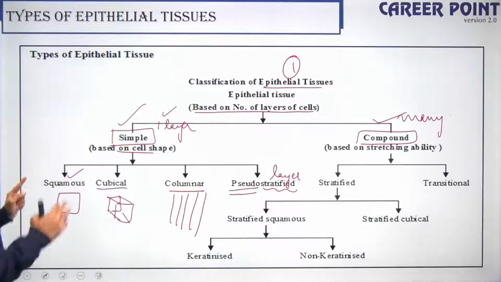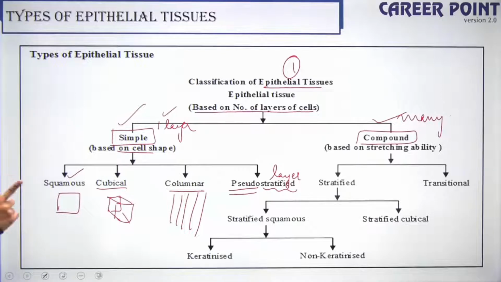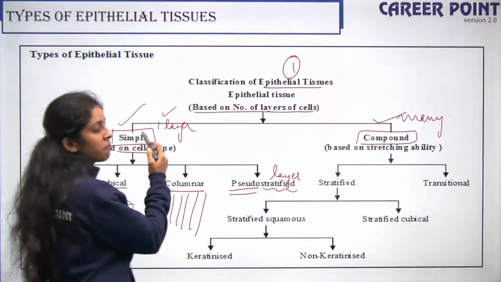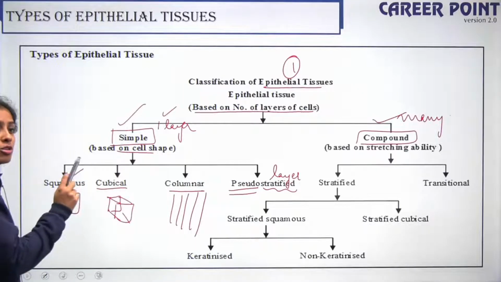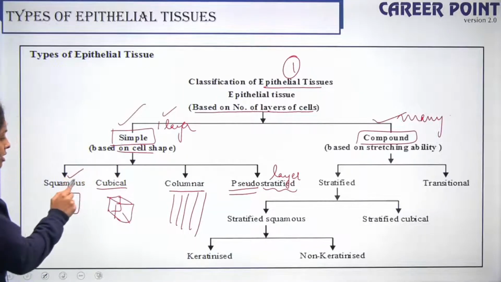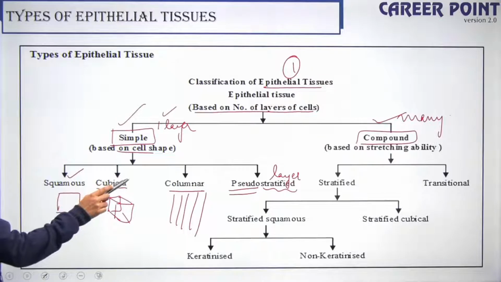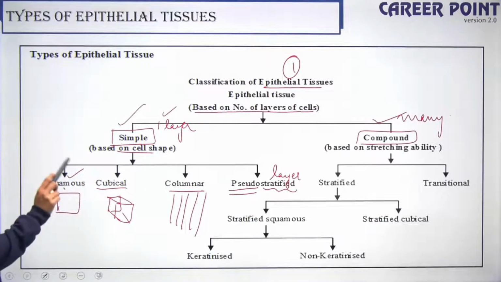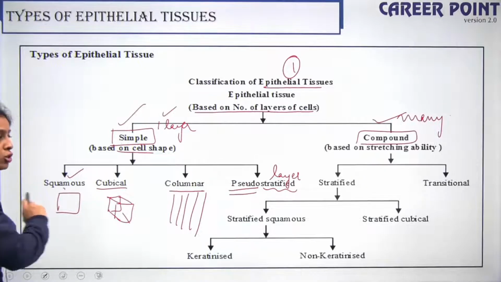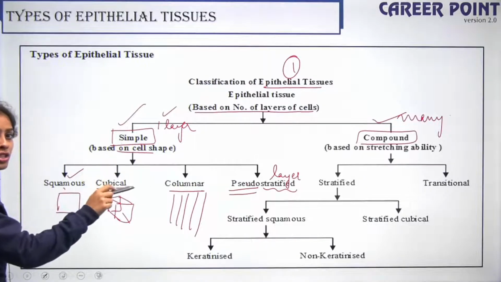Once again, we are talking about the classification of your epithelial tissues. It is divided into simple and compound. The simple one is further classified based on the shape of your cell, as squamous, cubical, columnar and pseudo-stratified. Squamous is tile shaped. Remember, all these are single layered, only the shape differs.